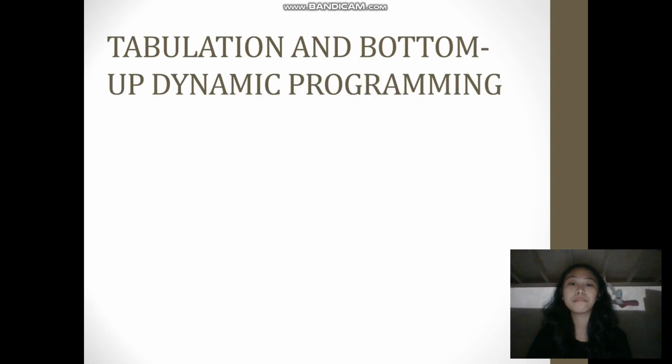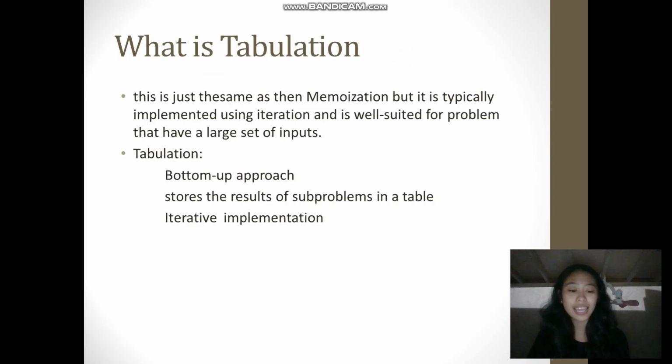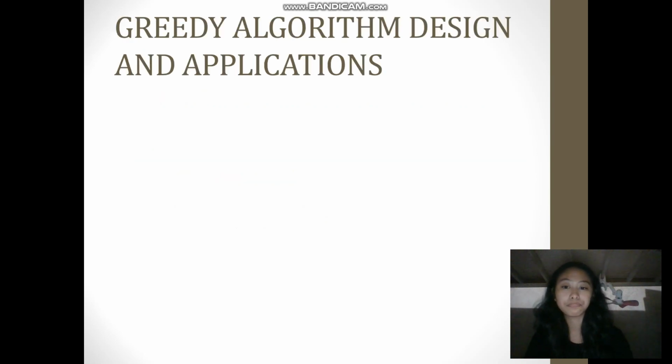Tabulation and bottom-up dynamic programming. So what is tabulation? Tabulation is just the same as memoization, but it is typically implemented using iteration and is well suited for problems that have a large set of inputs. So what do we mean by iteration? Iteration is repeating the same process. So the application of tabulation, or the bottom-up approach, stores the results of subproblems in a table with an iterative implementation.